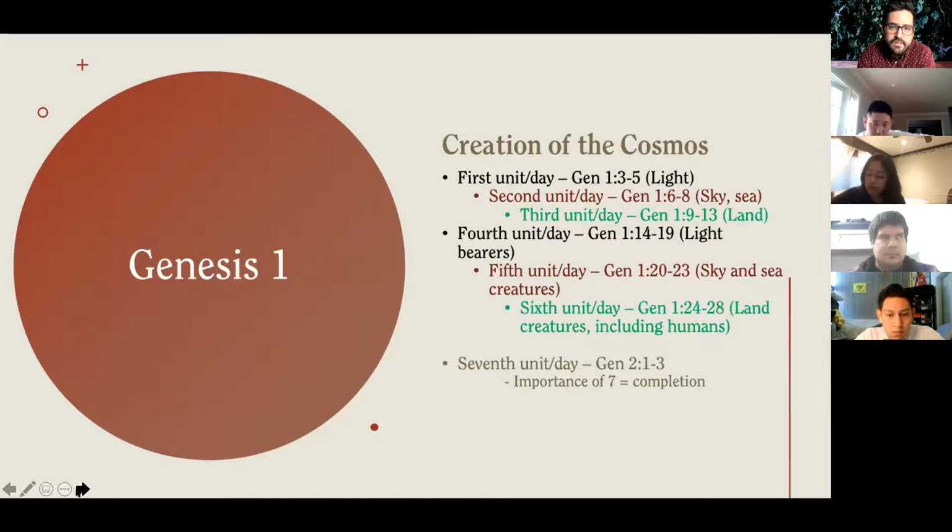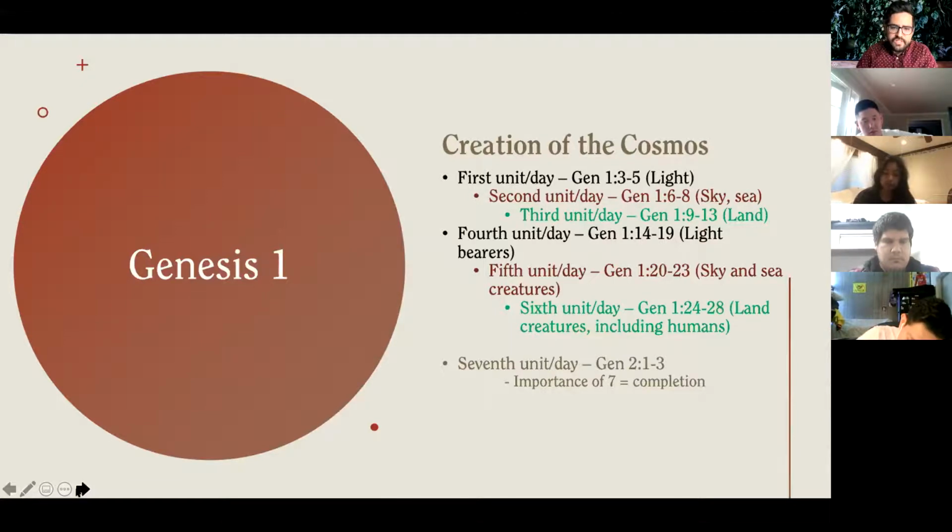So you can see here, that first day, the first unit, if we go about reading just straight through, we might miss these kinds of things, because what you see between the first and the fourth day is a relationship where God creates light, and on the fourth day, he creates things that bear light, like the sun and the moon and the stars that carry light with themselves. On the second day and the fifth day, you see the relationship between the sky and the sea, and the sky and the sea creatures. And then the third day, I'll go ahead and finish. The third day, he creates the land, and the sixth day, he creates the land creatures and includes the humans.